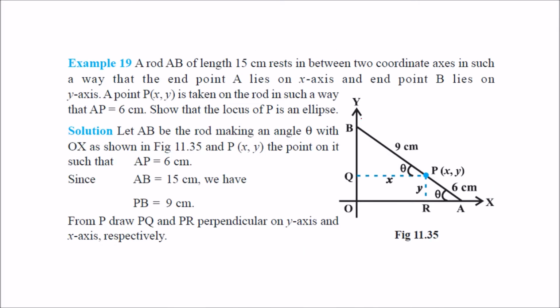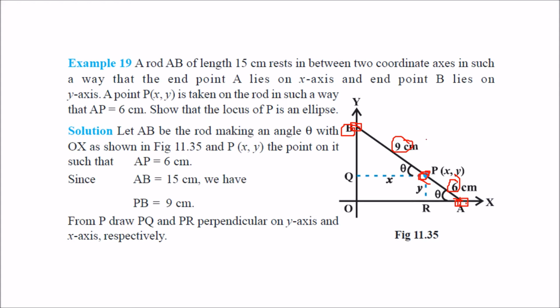Next is a rod AB. This is a rod AB of length 15 centimeter. So from this point to this point, this is 15 centimeter. Two coordinate axes are taken in such a way that point A lies on the x-axis and point B lies on the y-axis. This is a point P, which is xy. This is taken on the rod in such a way that AP is 6. So if AP is 6, this PB will be 9, because the total is 15.